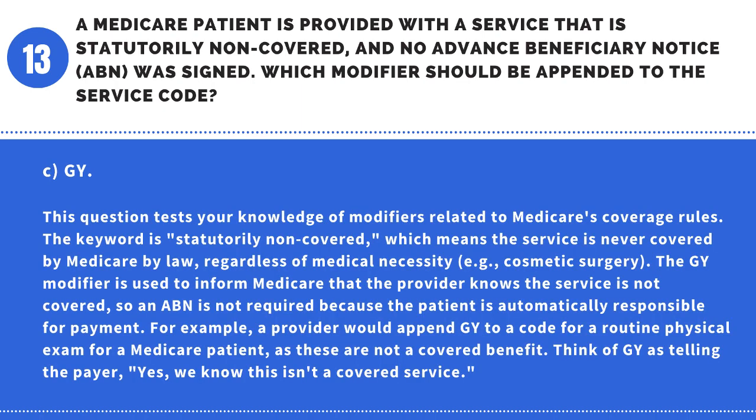GY. This question tests your knowledge of modifiers related to Medicare's coverage rules. The keyword is statutorily non-covered, which means the service is never covered by Medicare by law, regardless of medical necessity, e.g., cosmetic surgery. The GY modifier is used to inform Medicare that the provider knows the service is not covered, so an ABN is not required because the patient is automatically responsible for payment. For example, a provider would append GY to a code for a routine physical exam for a Medicare patient, as these are not a covered benefit. Think of GY as telling the payer, yes, we know this isn't a covered service.